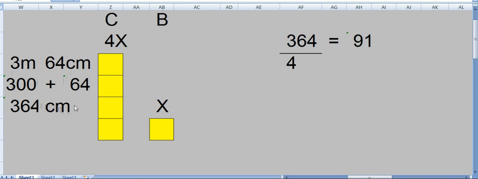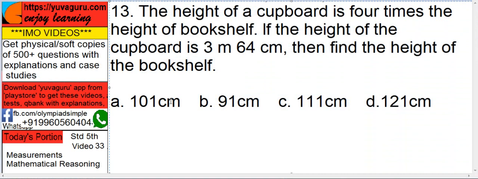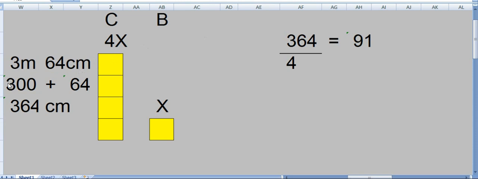Bring everything in either centimeters or in meters. So what is asked in the question? Check that first. The question asks for centimeters. So the easy way is to bring everything in centimeters. So when you add 300 for the 3 meters and 64, it is 364 centimeters.